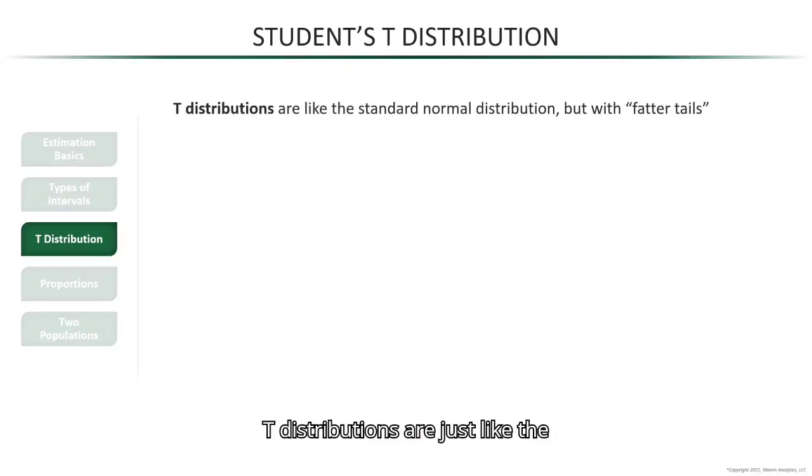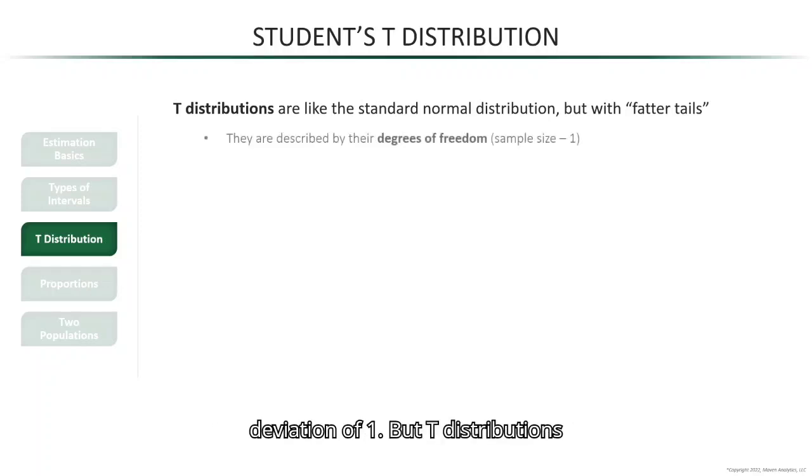T-distributions are just like the standard normal distribution, but with fatter tails. Now, in the case of the standard normal distribution or the z-distribution, there's only one, which is described by its mean of 0 and standard deviation of 1. But t-distributions are a family, and each member is described by its degrees of freedom, which for now we can think about as being the sample size minus 1.